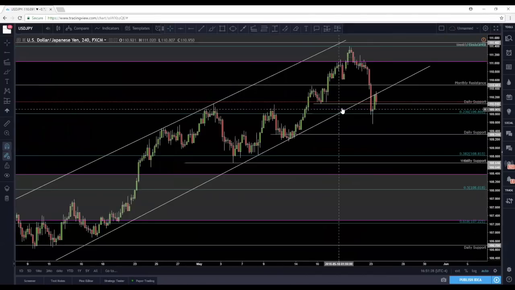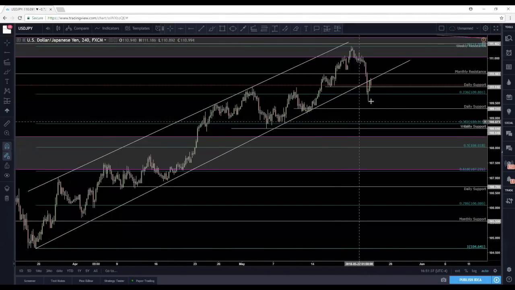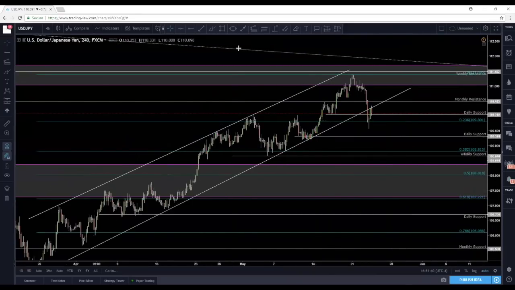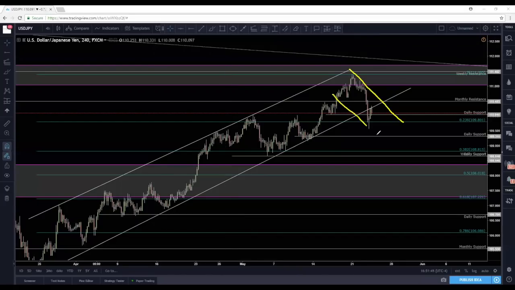And so we can see that there were a tremendous amount of pending orders sitting there, which the sellers were able to grab and take out the buyers. And so with that being said, there are a couple of ways US dollar Japanese yen is going to be playing out. As of right now, this is the current trend that we are in.